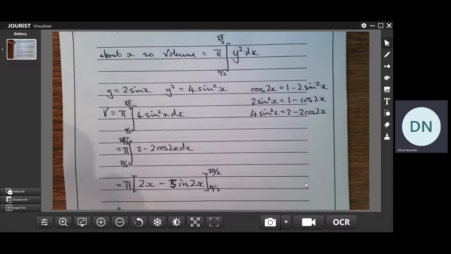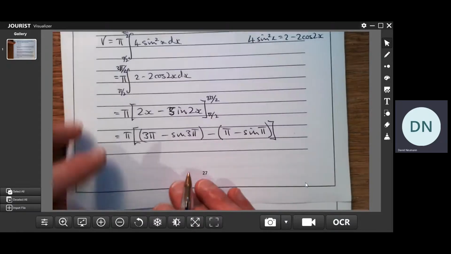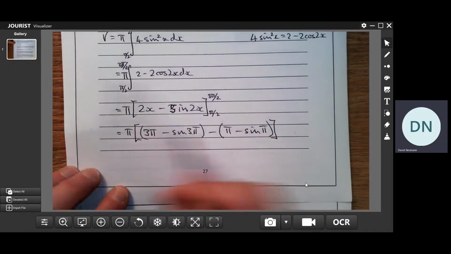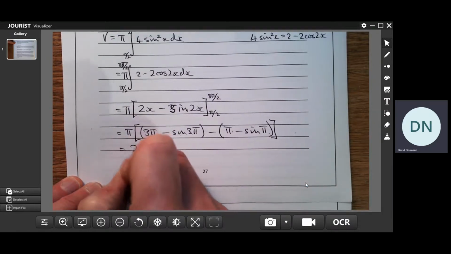We're going to substitute in. So we're going to get pi times. Substitute 3 pi over 2 in here, and we're going to get 3 pi minus sine of 3 pi, minus, this is going to be pi minus sine of pi, and sine of 3 pi is 0. And sine of pi is 0, so this is just 3 pi minus pi, so this whole bracket here is 2 pi, so this is equal to 2 pi squared.